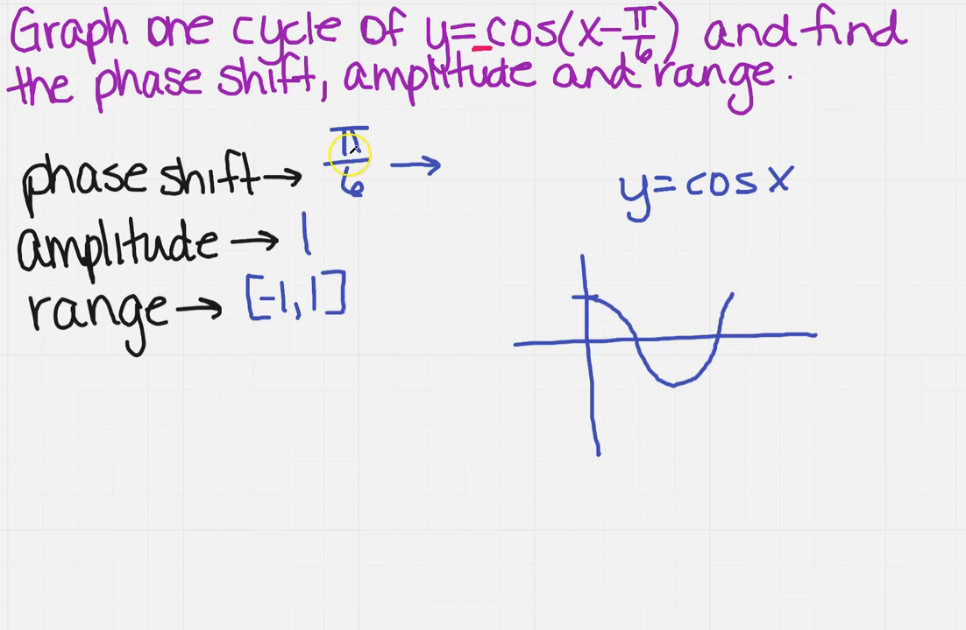Now we said there's a phase shift of pi over 6, so that's going to be just a little bit more to the right. And so now it's actually going to start about here, and it's going to come down and up. So that means this pink line here is y equals the cosine of x minus pi over 6.